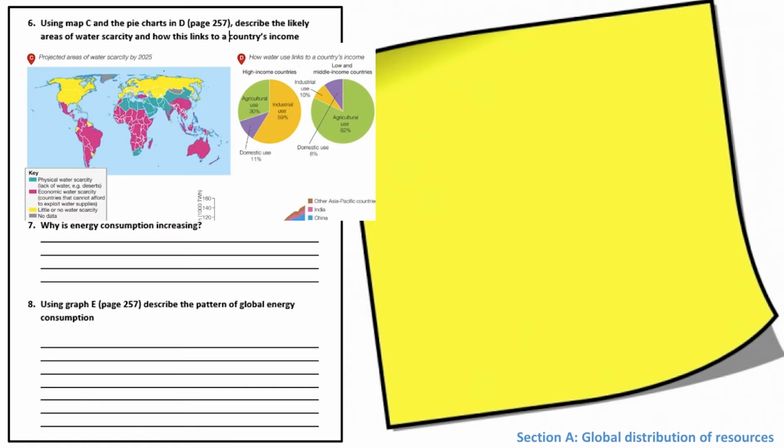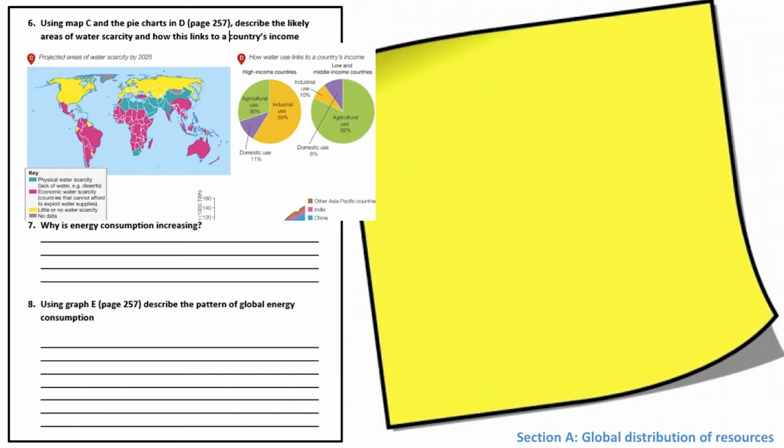And then the pink areas show economic water scarcity. These are countries that cannot afford to exploit water supplies. And you can see that they include large areas of Africa, large areas of South America, and the majority of Australia. So we can see that this is going to have an impact.